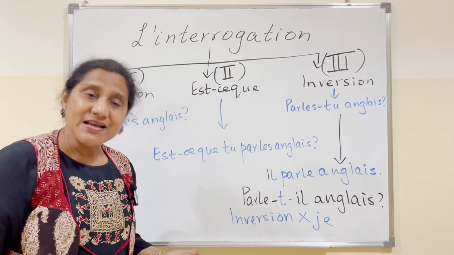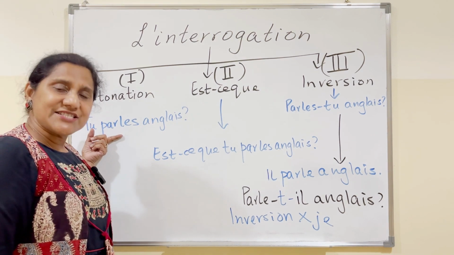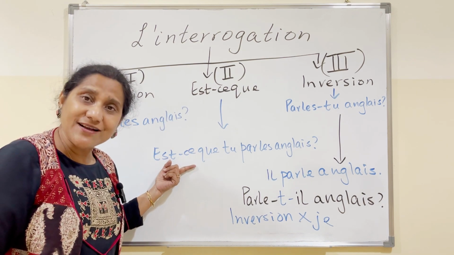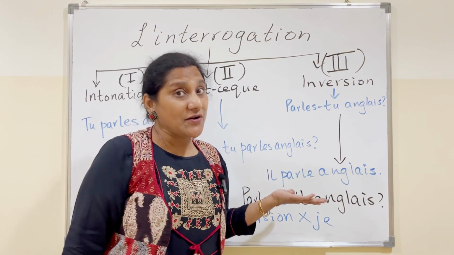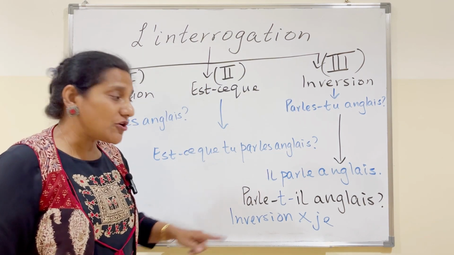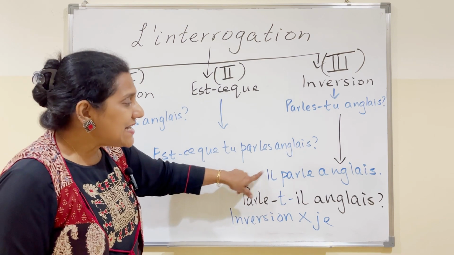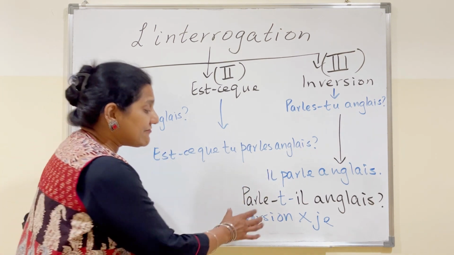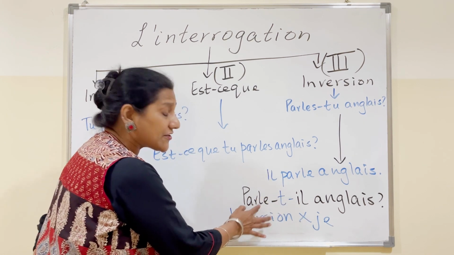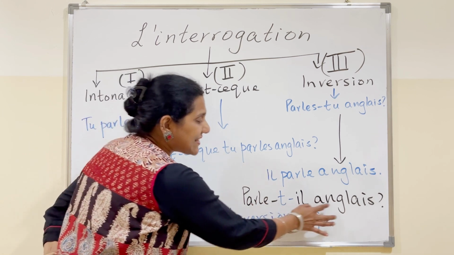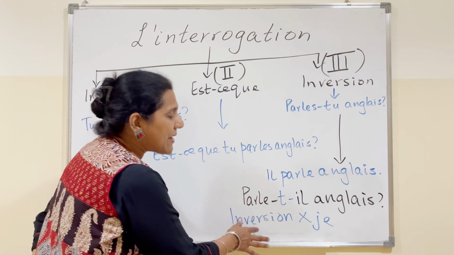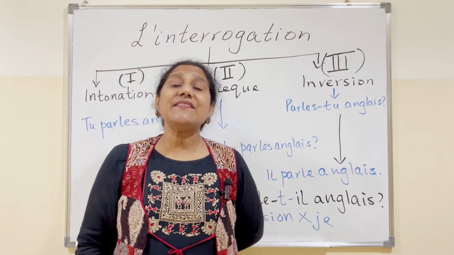So, the first method is intonation. Tu parles anglais? With est-ce que, est-ce que tu parles anglais? And with inversion, parles-tu anglais? Now, we have to be careful with inversion. Suppose it has a third person singular or the verb is an ER verb. Il parle anglais. When we do our inversion, because of the clash of vowels, we need to put a T here. So, for third person singular, parle-t-il anglais? Only if there is a clash of vowels, we need to put the T. And remember, we cannot have inversion with je.